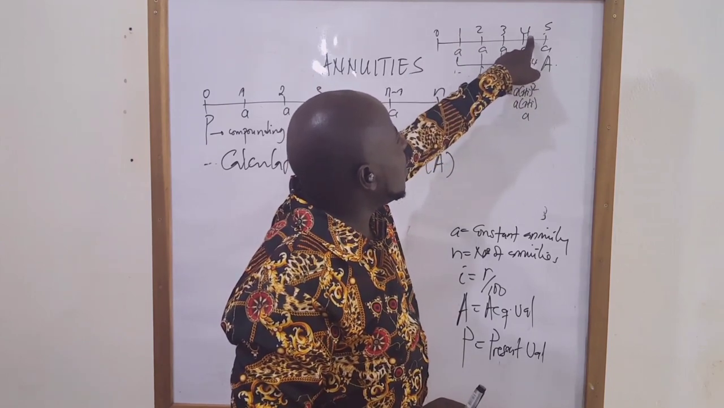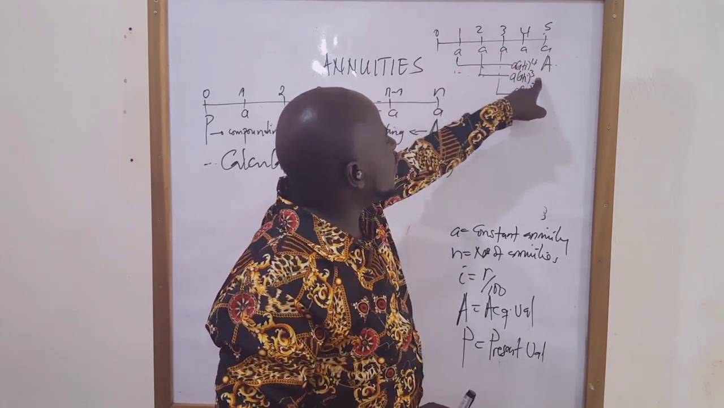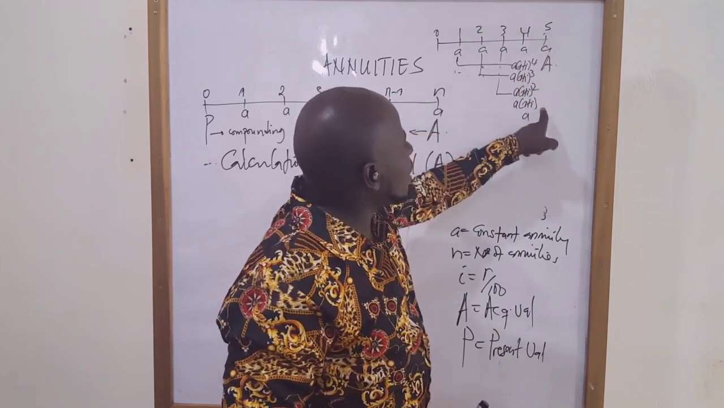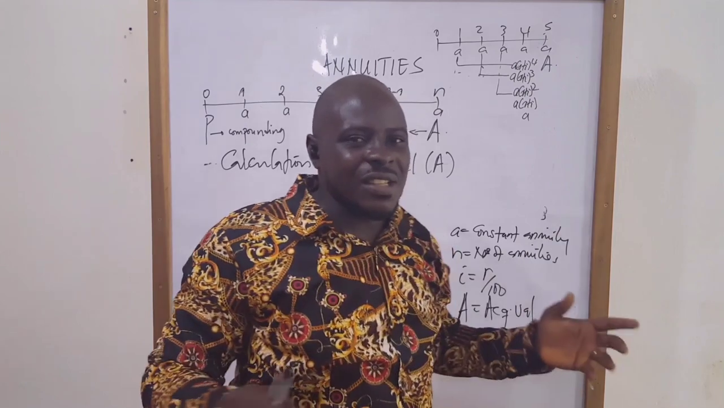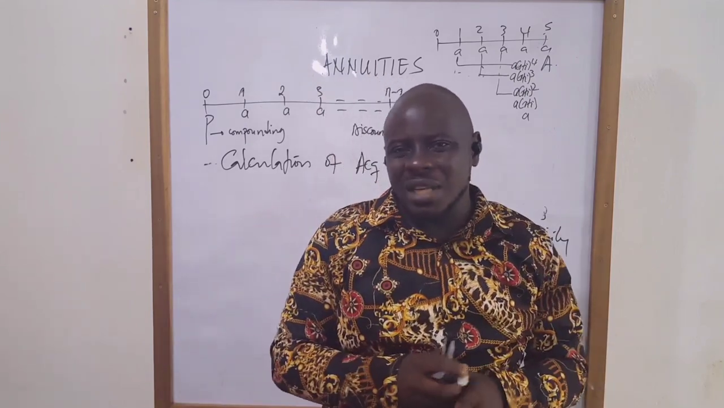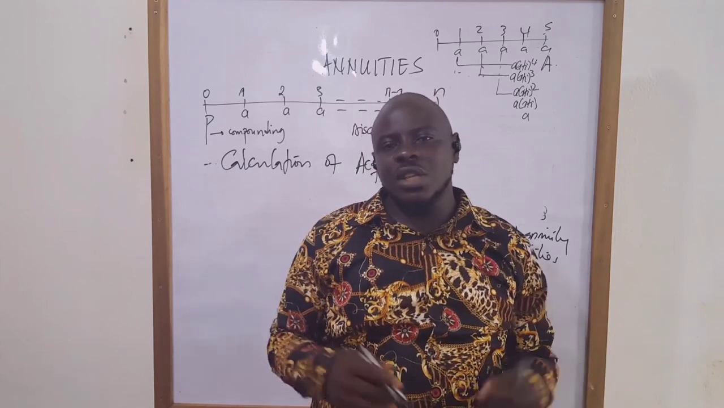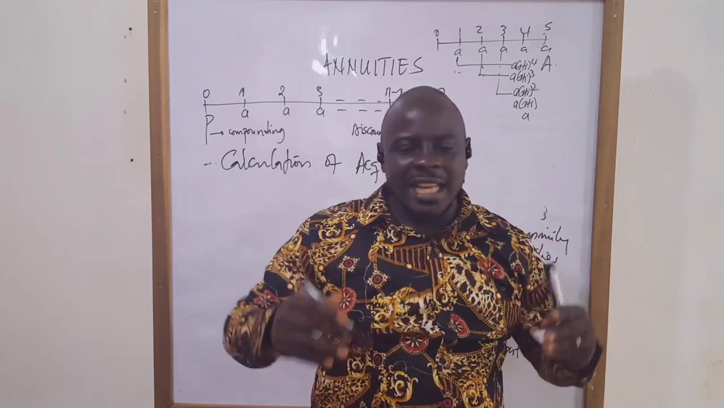If I take 5 minus 2, that's going to give me 3. If I take 5 minus 3, that's going to give me 2. If I take 5 minus 4, that's going to give me 1. And 5 minus 5, 0. Anything raised to the power 0 is 1. So you can now see that the last deposit does not actually generate any interest.